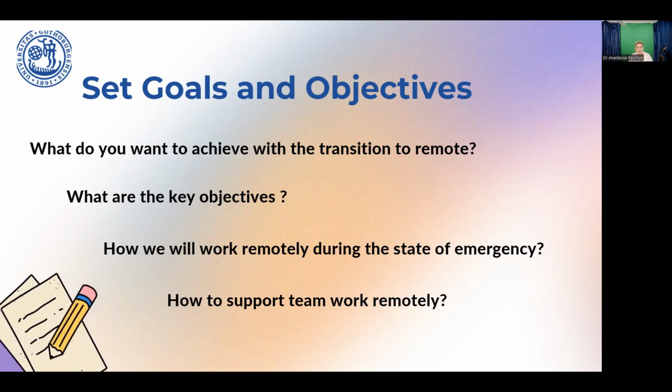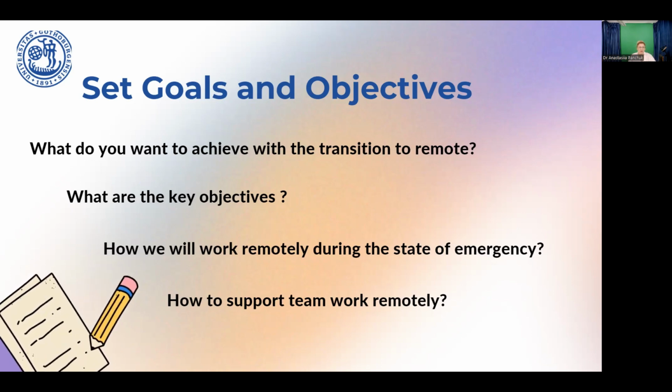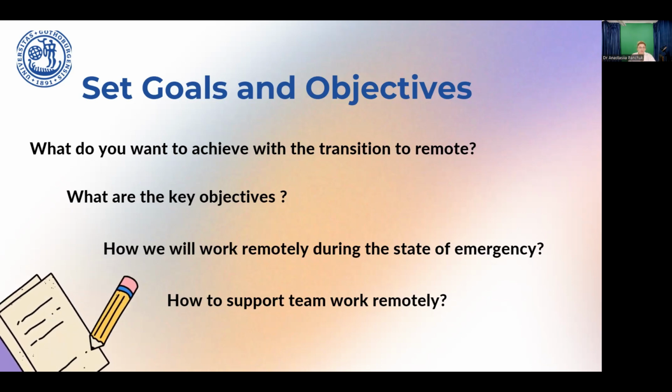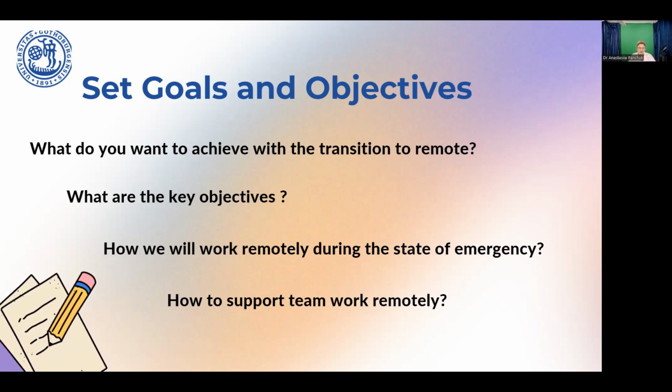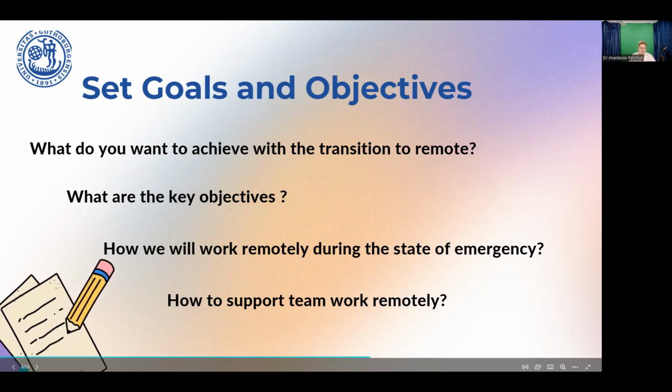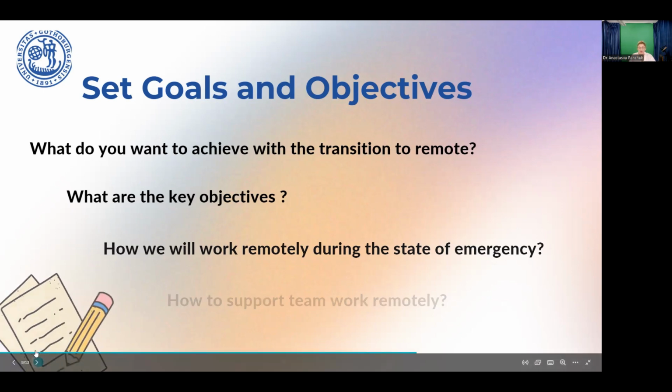Are your team members willing or do they have the opportunity to work in a state of emergency? For example, lack of a stable internet connection, lack of electricity, lack of personal space, etc. And the next thing we should think about is how to support teamwork remotely.